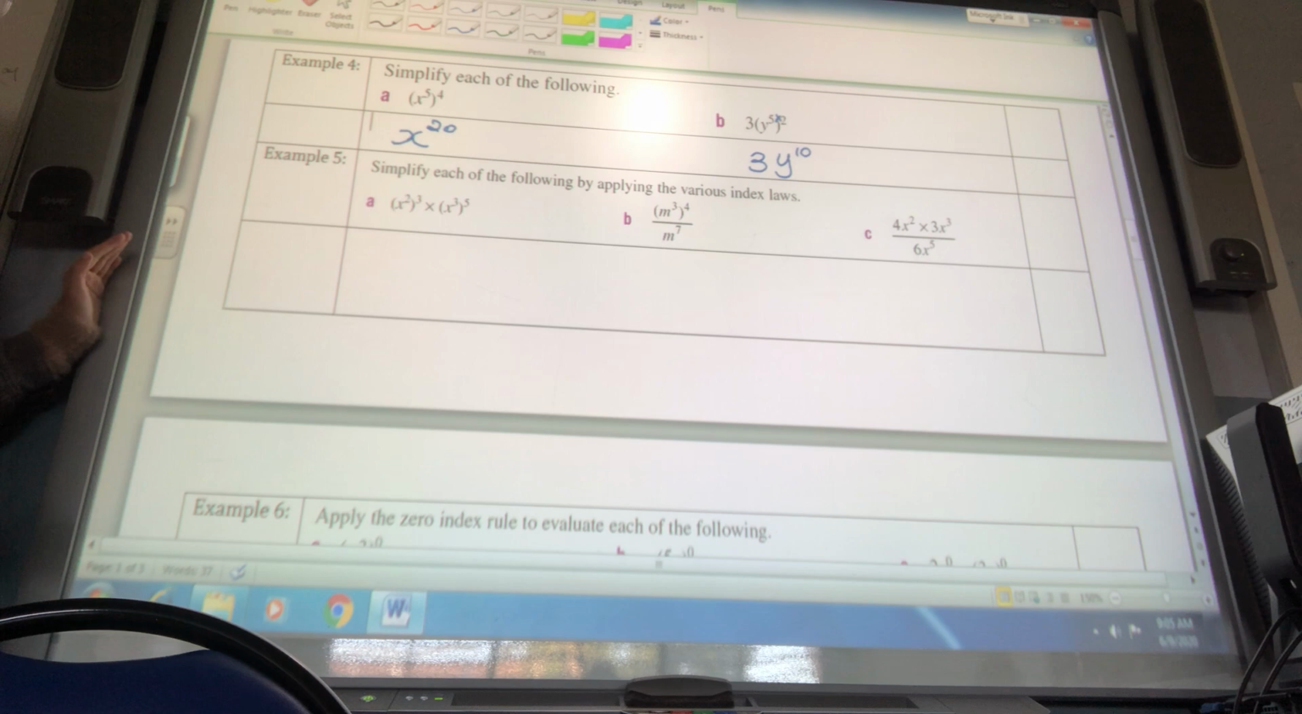Now question 5 is sort of combined, right? Can you quickly try it yourselves first? Try example 5, the 3 questions, yourselves first.